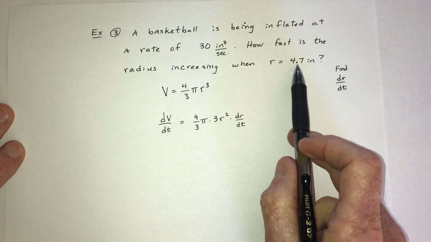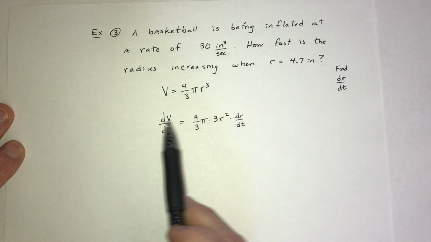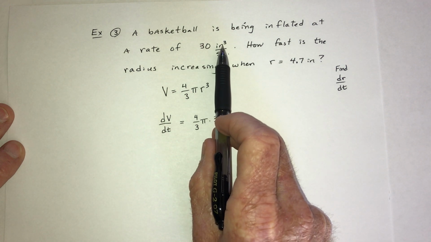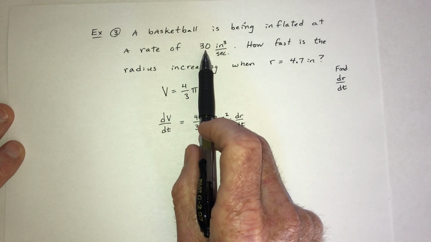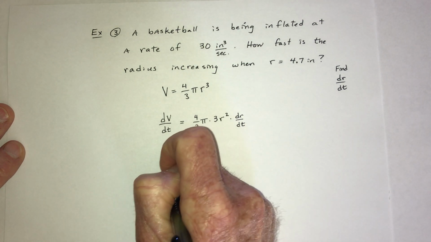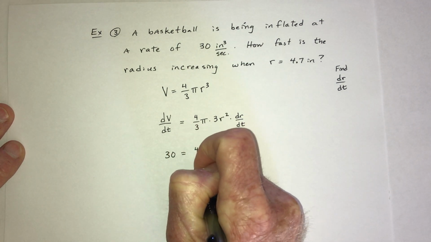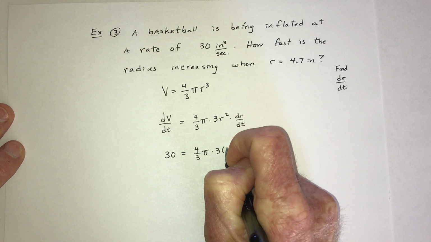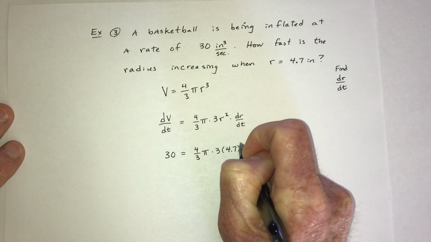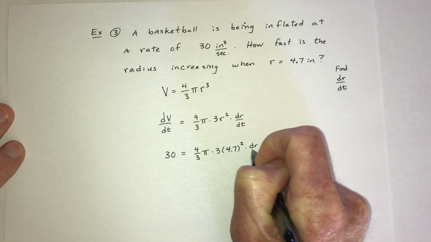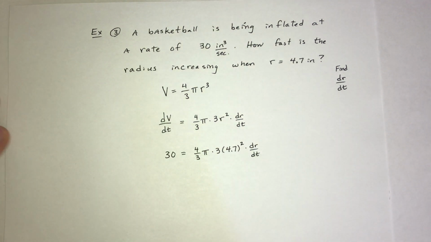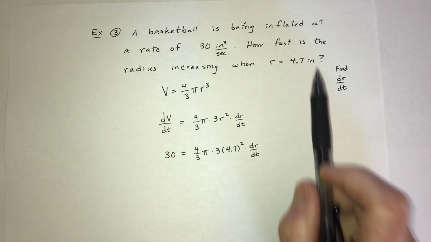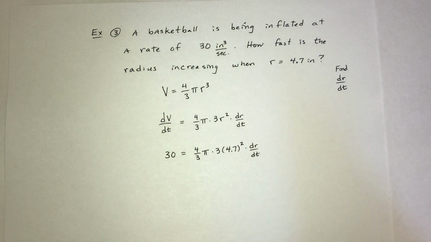And we could just plug in that r is a 4.7. The only other thing we need to know is this. And that's what this 30 is about, because that's volume over time. So that right there is the dv dt. And then just substitute 4.7, the size of a regulation basketball, has a radius of 4.7 inches. I did literally Google that to find out the radius of a basketball.